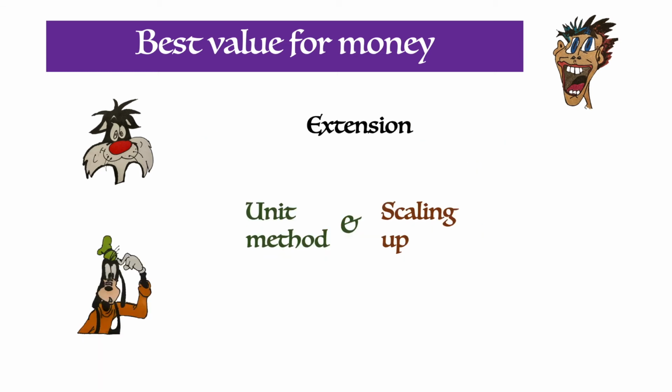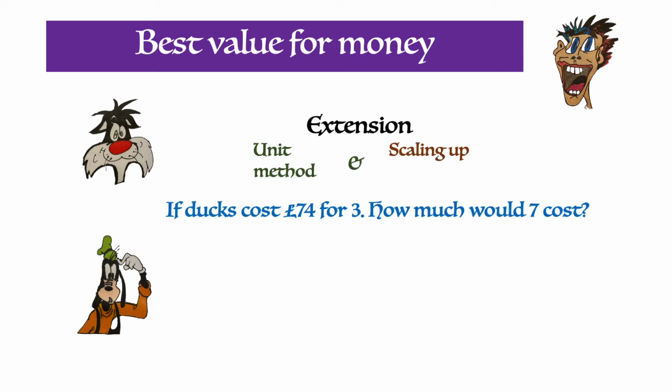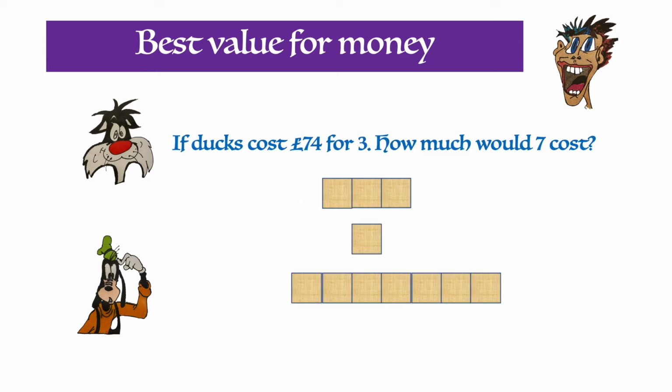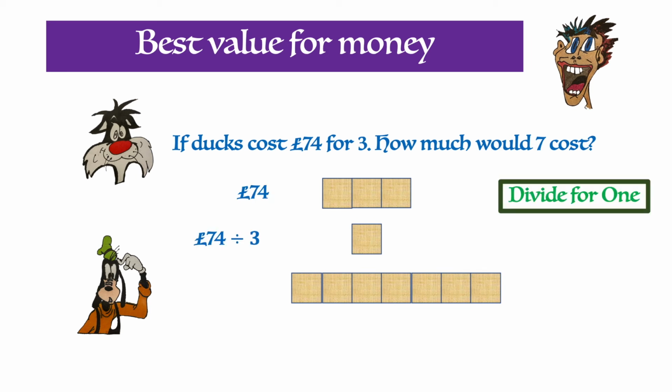Okay, let's look at some extension work where you can actually combine the unit method and the scaling up. So, if ducks cost £74 for 3, how much would 7 cost? So I'm going to do it this way, and I like this way a lot. Here we've got 3 ducks described in squares, so that costs £74. So what would one little duck cost?